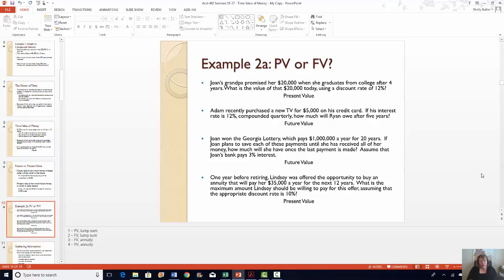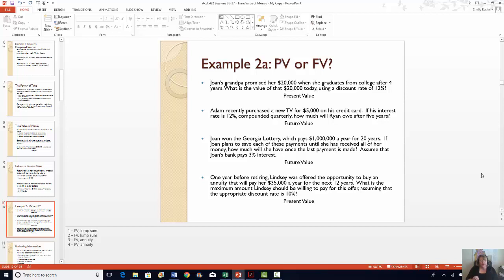But on his credit card, if his interest rate is 12%, which is pretty normal for a credit card these days. In fact, I just got a credit card offer in the mail. And depending on your credit, the rate could be anywhere between like 15% and 29%. 29% on a credit card. That's nuts. So 12% is actually pretty good.